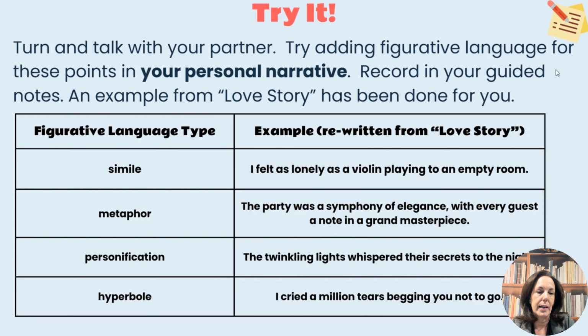So now you're going to try it. Turn and talk with your partner. Try adding figurative language for these points in your personal narrative. Record in your guided notes, and here's your example from Love Story. So for simile, I wrote, I felt as lonely as a violin playing to an empty room. My metaphor, I did not use the words like or as for a metaphor. I just used the word was. The party was a symphony of elegance with every guest a note in a grand masterpiece.